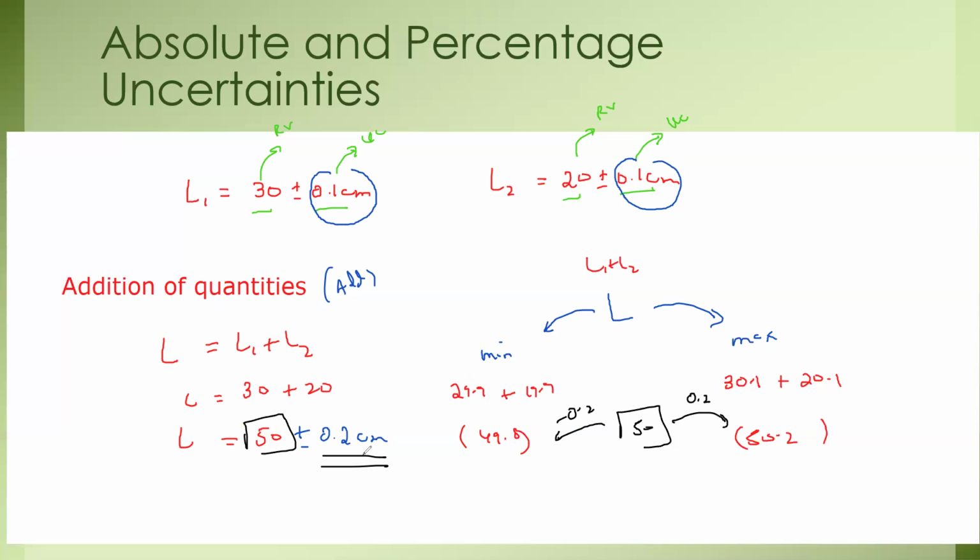But keep one thing in mind, you should have the same units. Like if the first quantity is in centimeter, the other should also be in centimeter. If the first quantity is in millimeter, the other should also be in millimeter. So that's the first part, the addition of the quantities. The uncertainty always adds, the total uncertainty, if you want to find the compound uncertainty. Is it clear? The first example? Anyone having a doubt or a question?